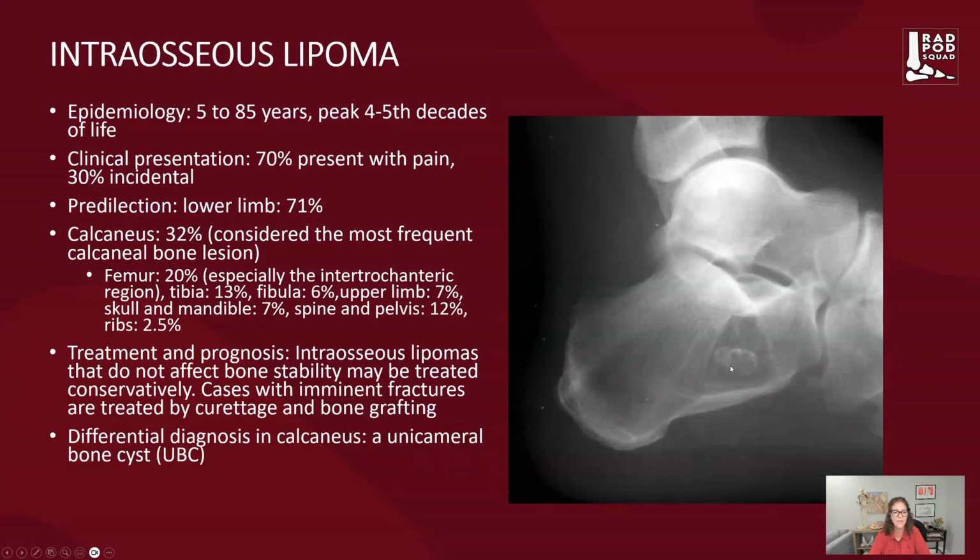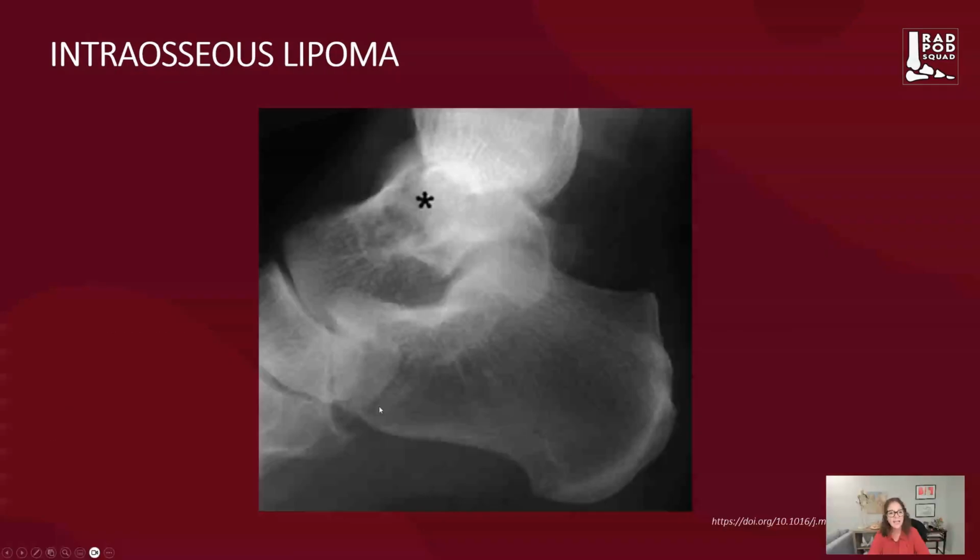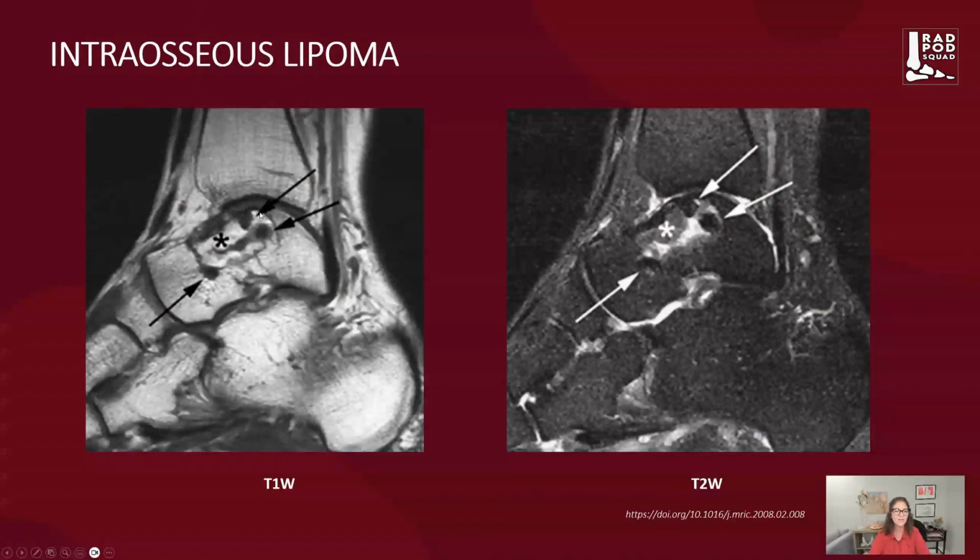This is extremely common, and the differential diagnosis of this lesion in this location might be a unicameral bone cyst. We can go on to do imaging to determine whether there's fat or whether there's fluid in this lesion by using MRI. Another example of an intraosseous lipoma seen here at this asterisk. Take a look here at the MR features of this lesion that's in the talus.